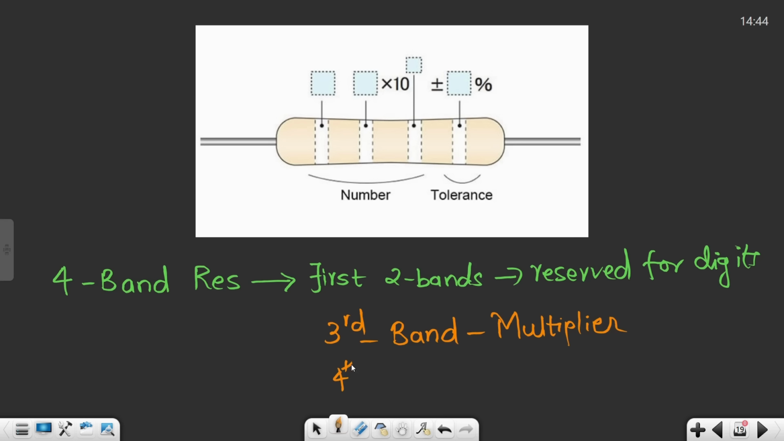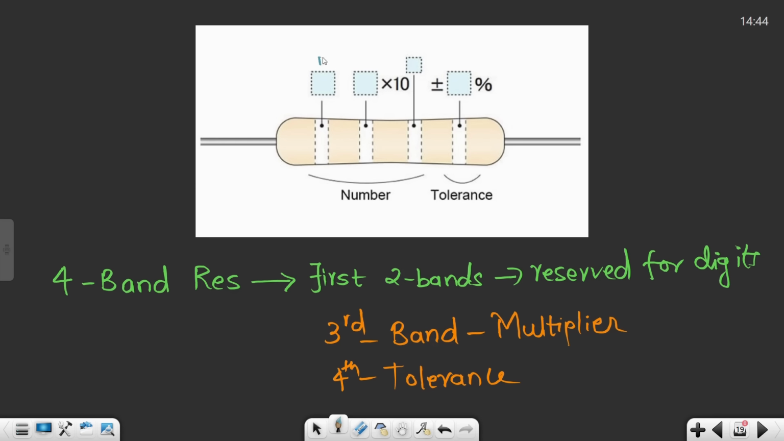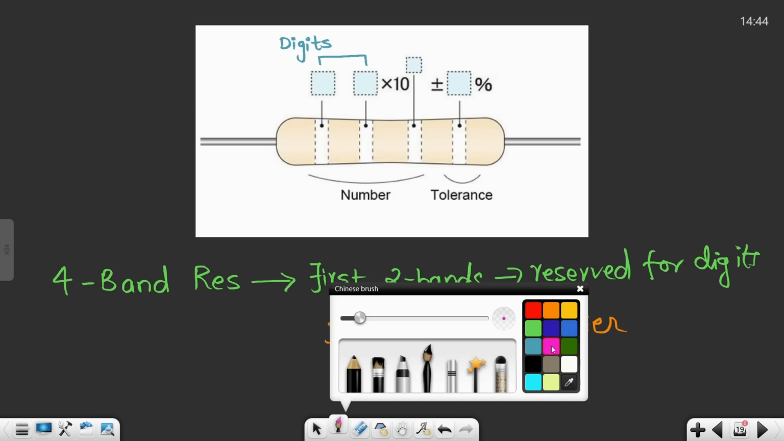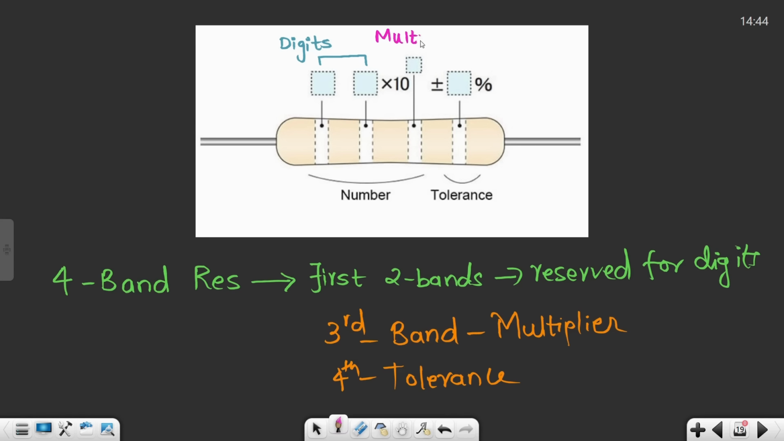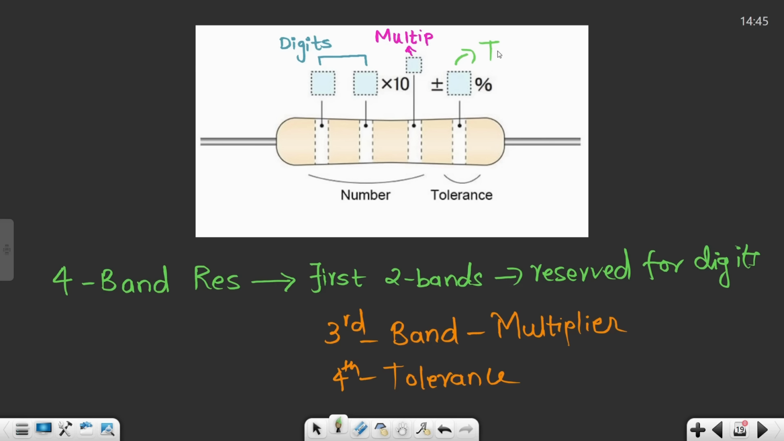Okay, and the fourth one is the tolerance. So you just have a look over here. These two bands act as the digits. This third band is my multiplier. I'm just writing it in short form. So this is my multiplier, and the last one, that is the percentage one, is my tolerance.